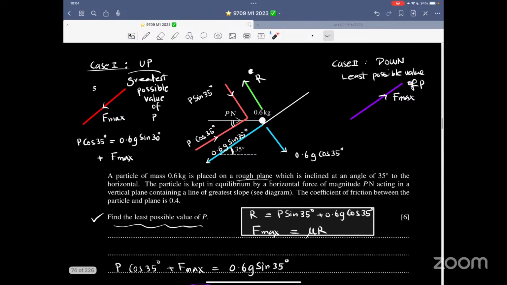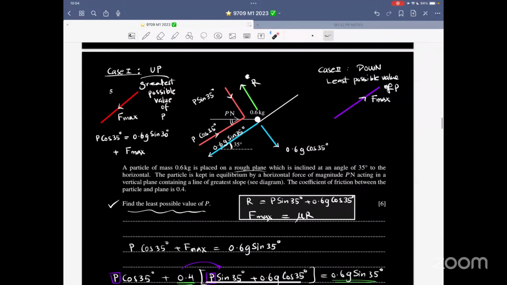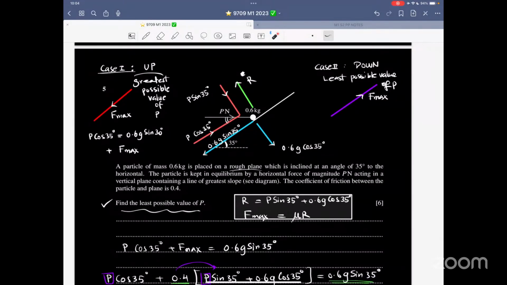Now remember this thing. Take a screenshot if you want to. If the particle is about to move up, that will give me the greatest possible value of P. If it's about to move up, not only should it balance the weight component, it should also balance the F max. And if the particle is about to move down, it will give me the least possible value.